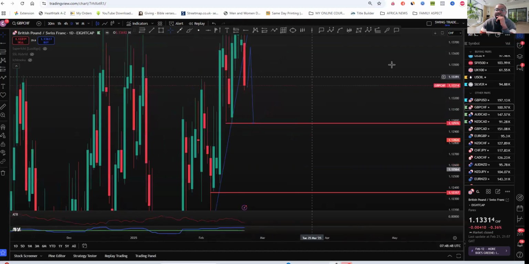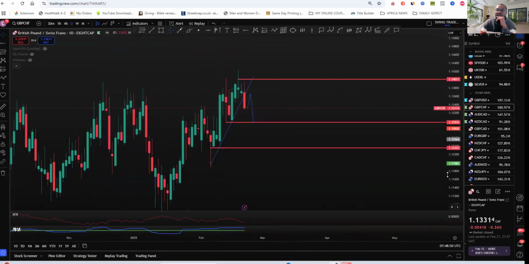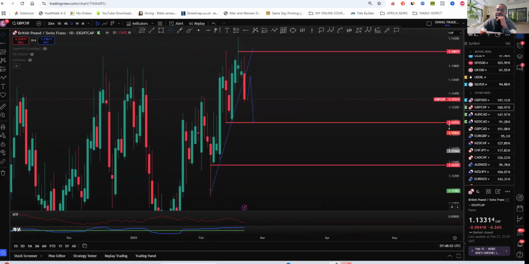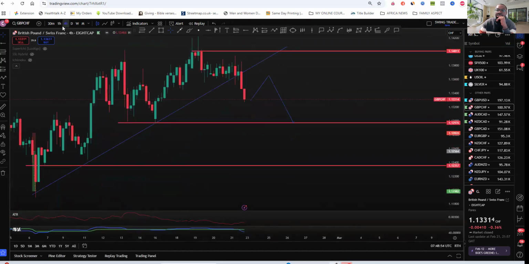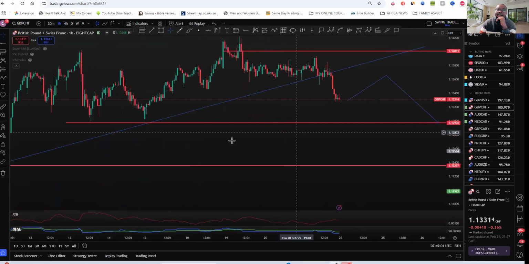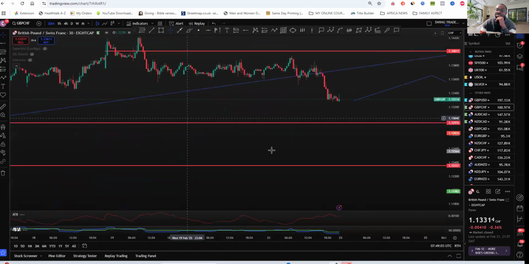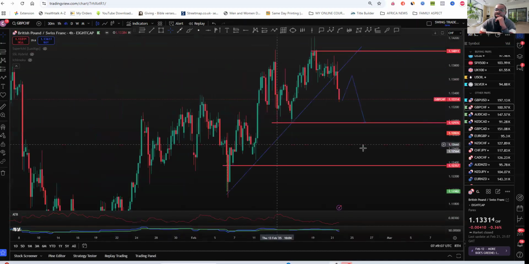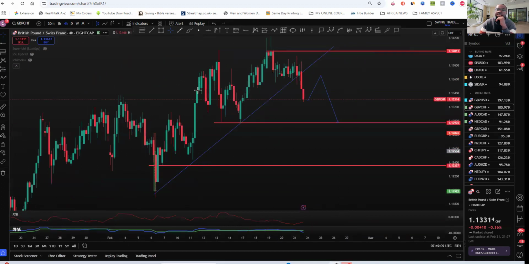The daily is still bullish, looking bullish. So that's a terrible thing. And the 4-hour is bearish. So let's say we're trading the 4-hour, because the 4-hour, the 1 hour, the 30 minutes, they are all looking bearish, as you can see. So we want to look at the 4-hour to trade this pair.